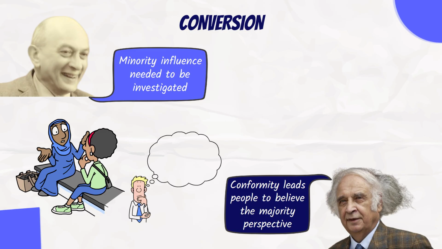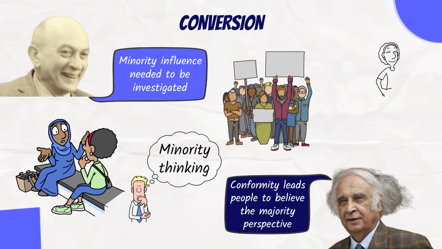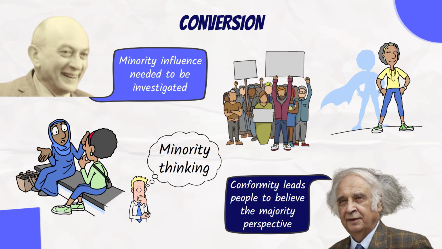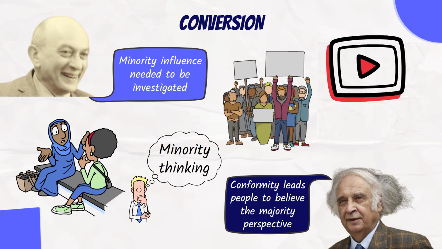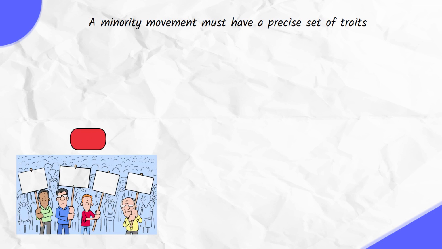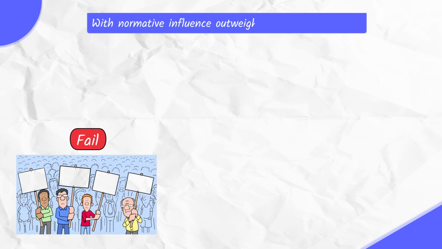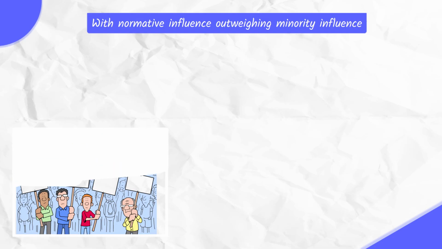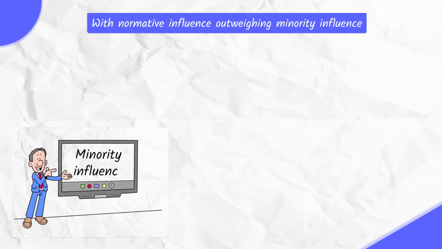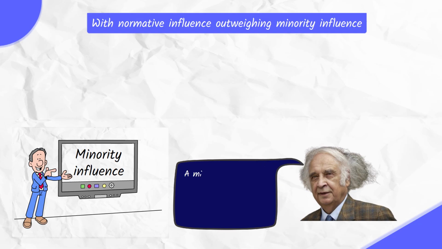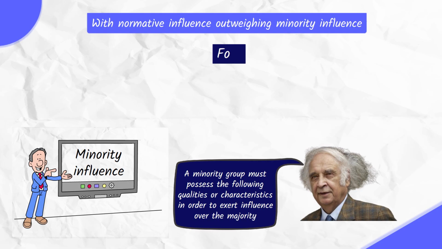Often, people silently convert to minority thinking before becoming vocal and proud of their beliefs. It's vital to note that in this video, I'm discussing the psychological process behind this thought. To be effective, a minority movement must have a precise set of traits. Without these features, the movement is likely to fail, with normative influence outweighing minority influence. So let's discuss some of the characteristics of minority influence. Moscovici discovered that a minority group must possess the following qualities or characteristics in order to exert influence over the majority. There are 4 of them.